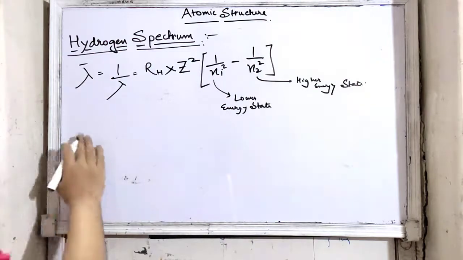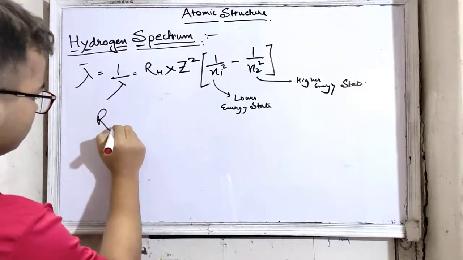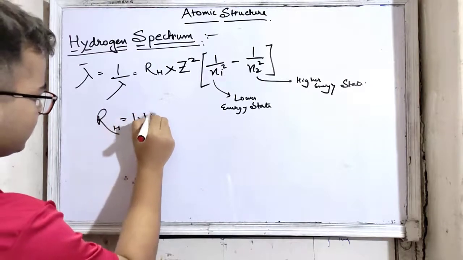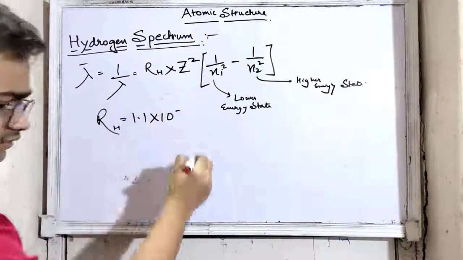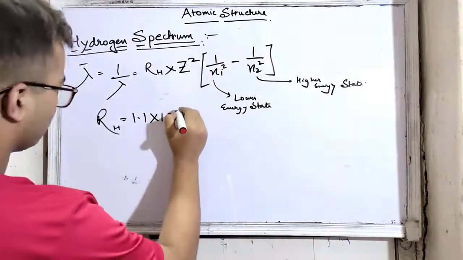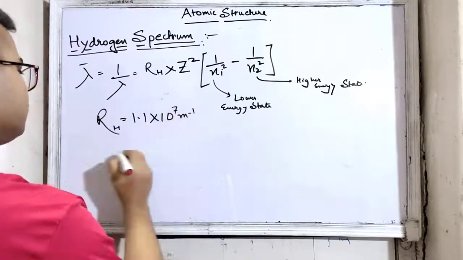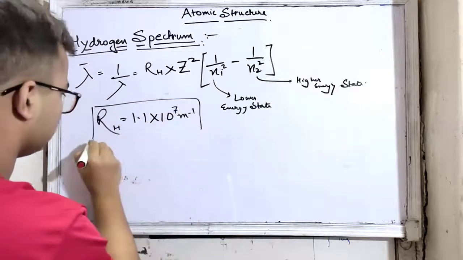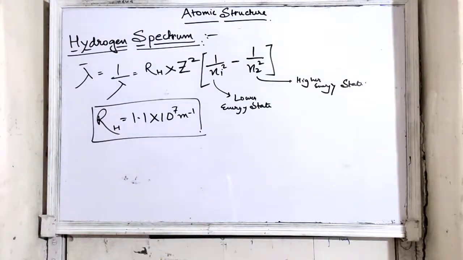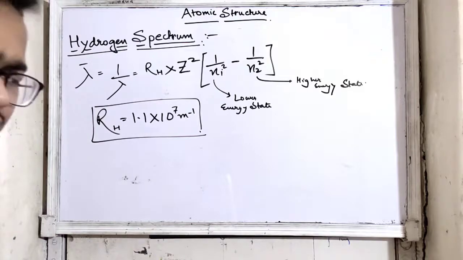So this is the formula, and RH has a value which is equal to 1.1 into 10 to the power 7 meter inverse. So this is important. Okay, so copy it.